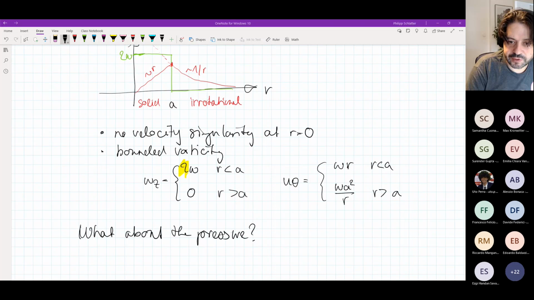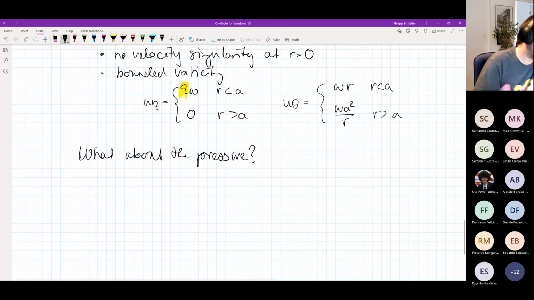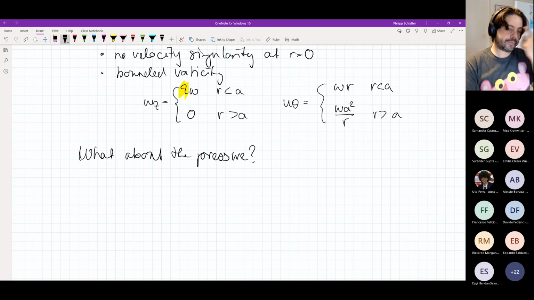Of course, now we can also say, well, why don't we just calculate it? Well, that's what we can do now. Let's just calculate it and see whether what I was saying was actually correct. How would we now calculate the pressure?